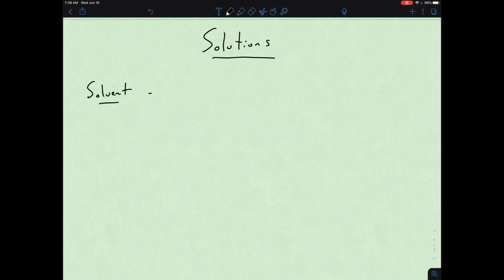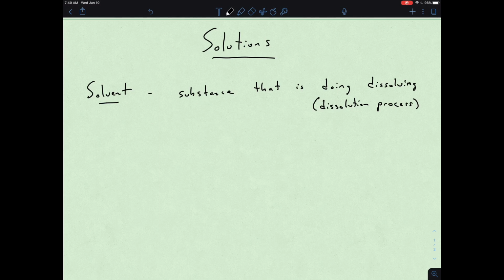for us, right? We have the solvent. The solvent is the substance that is doing the dissolving. This is called the dissolution process. We also have the solute, which is the substance that is being dissolved.